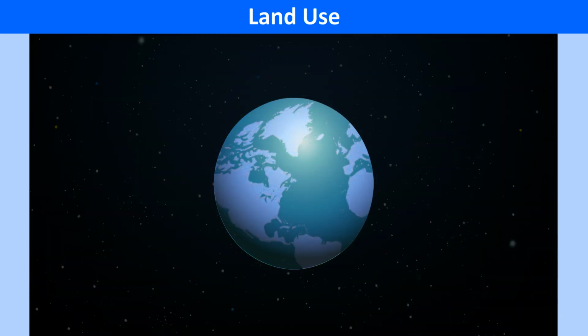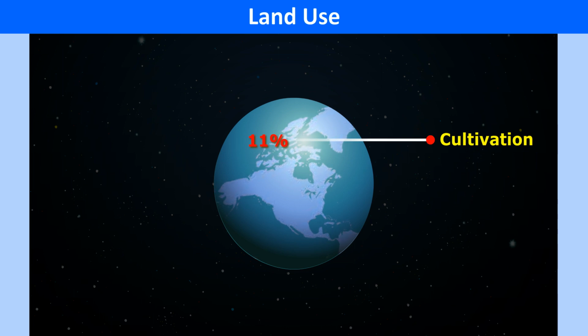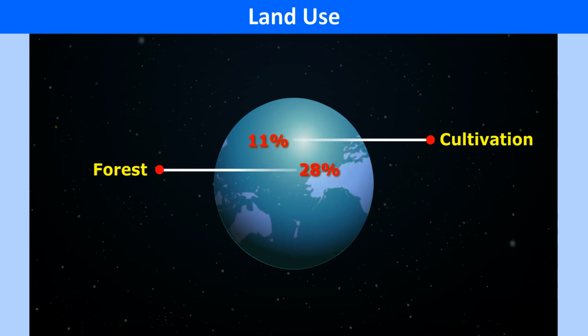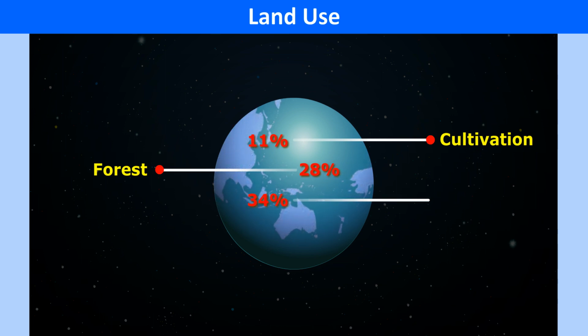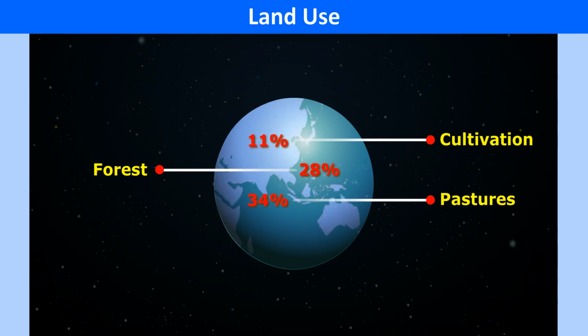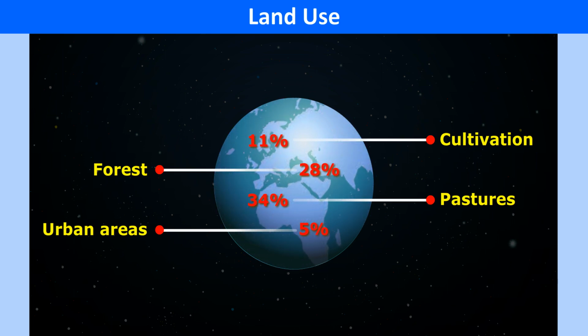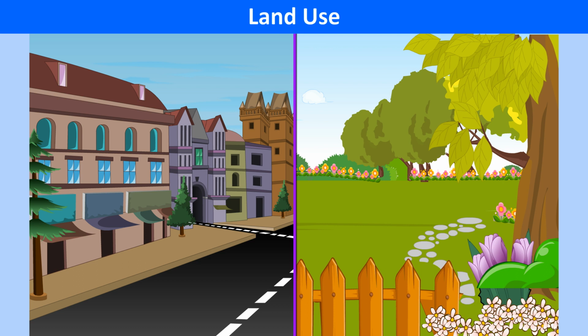It is estimated that about 11% of the Earth's surface is used for cultivation. Forests cover another 28%, while pastures account for 34%. Urban areas cover approximately 5% of it. The rest of the land resources include land that could be productive but has been used for economic purposes such as built-up structures, parks and gardens. Barren land and even wastelands are included in this category.